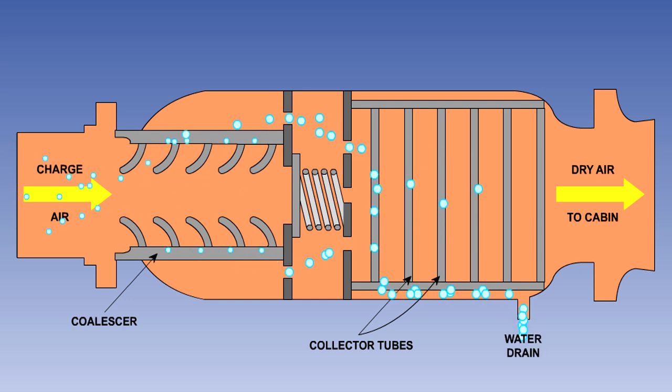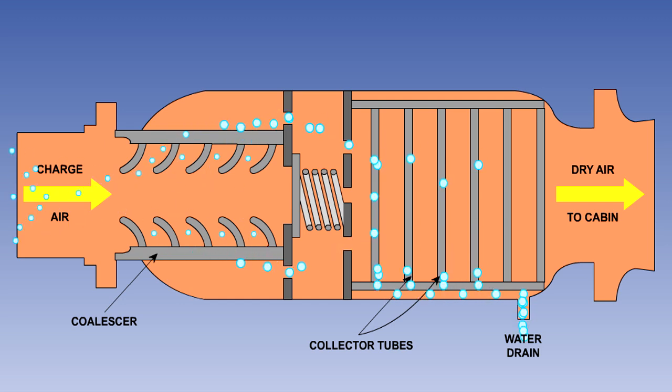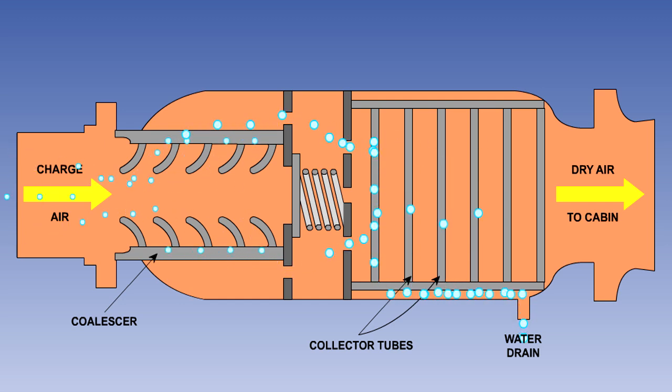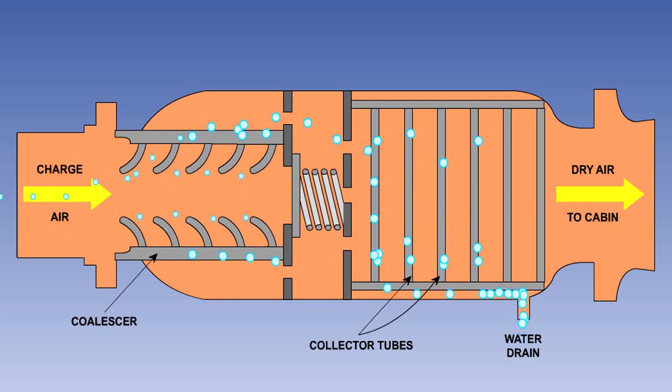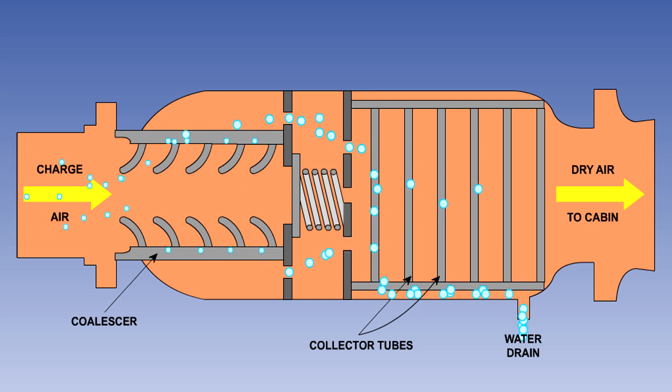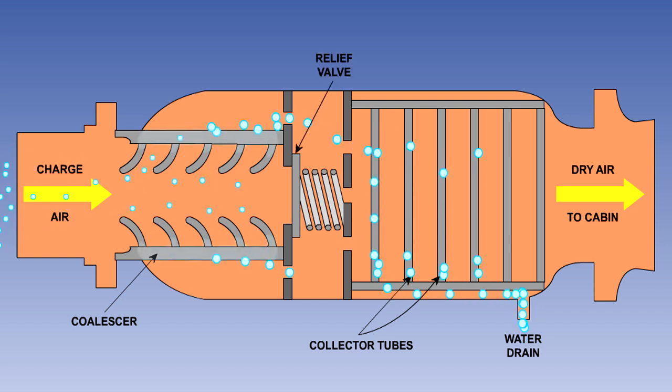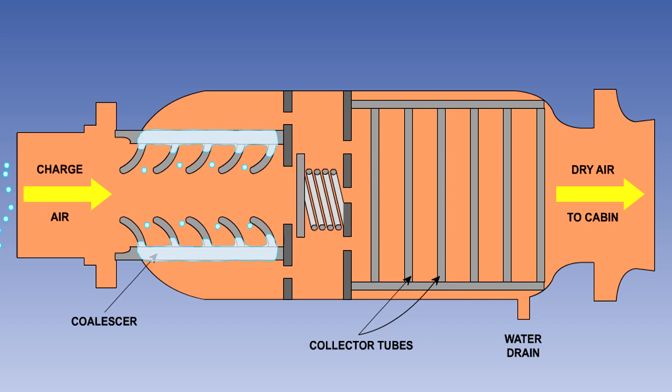The water droplets come together on the gauze, forming larger drops before they are carried through to the second stage, where a swirl is imparted into the air. The centrifugal force throws the water drops outward. When they strike the collector tubes, they run down to the bottom of the case and exit via the water drain. The relief valve will open to safeguard the airflow to the cabin should the coalescer become blocked with ice or debris.